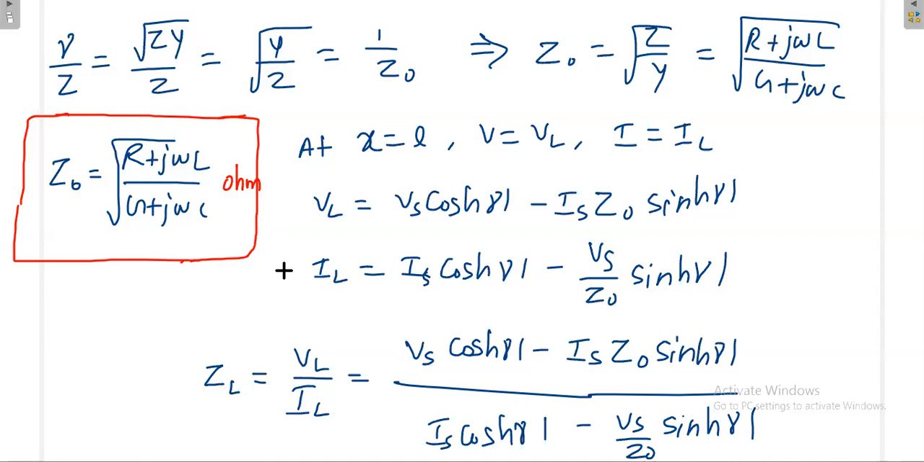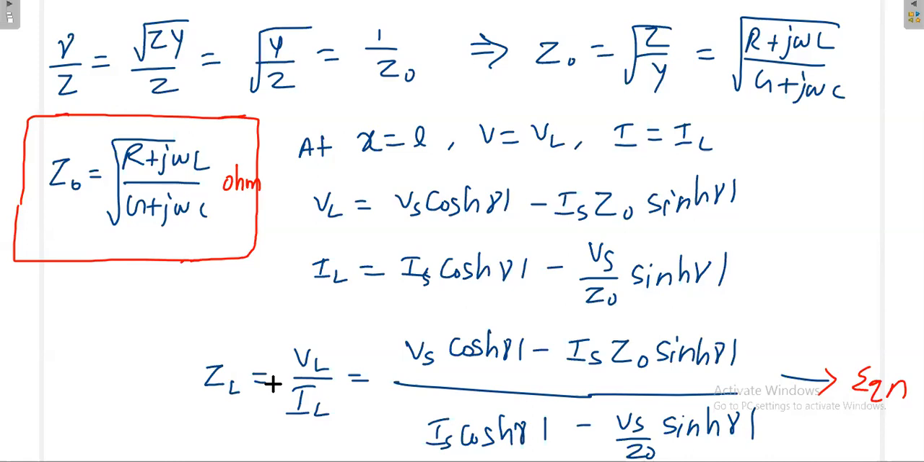Now I have this equation, and I'm going to apply something here. In this equation, I'm going to make an assumption. If I connect the load impedance, then I will definitely get this ratio. But instead of the load impedance, I can also connect some impedance that is equal to the characteristic impedance.